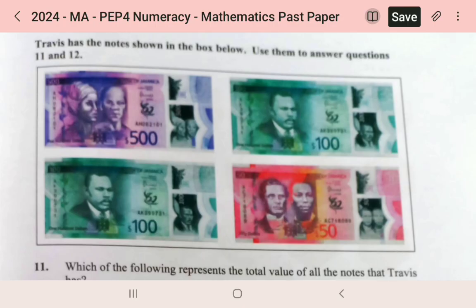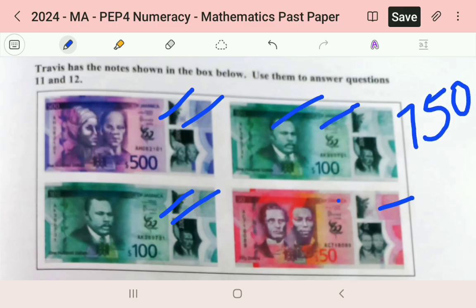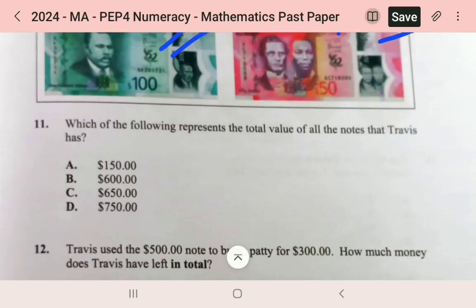Alright, Travis has the notes shown in the box below. Use them to answer questions 11 and 12. So we see a 500, 100, 100, 50. So 500 plus 1 is 6, plus another is 7, plus 50, so we know he has $750. Not sure what they want, but I always like to just do my little working out first.